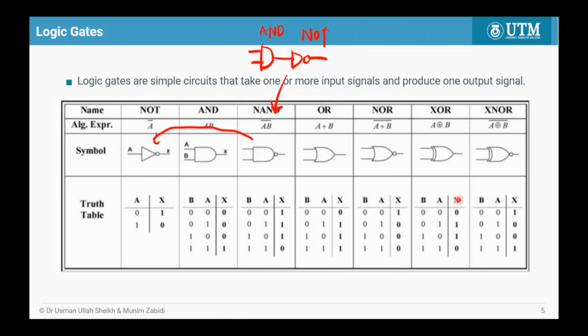And last but not least is the exclusive NOR. So this is an exclusive NOR. You put the NOT gate at the end of the exclusive OR, and the output will be complemented.